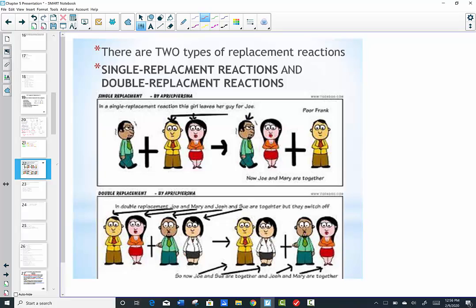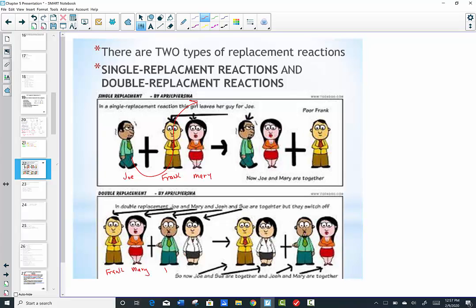Here's a nice visual to remind us about single replacements and double replacements. Single replacements. Here I have a single replacement. This girl leaves her guy for Joe. So here's Joe. And this is Mary. And this is Frank. Frank and Mary are a couple. But here comes Joe. You notice what Joe did? He displaced Frank. Frank, poor Frank, it says. A single displacement reaction.